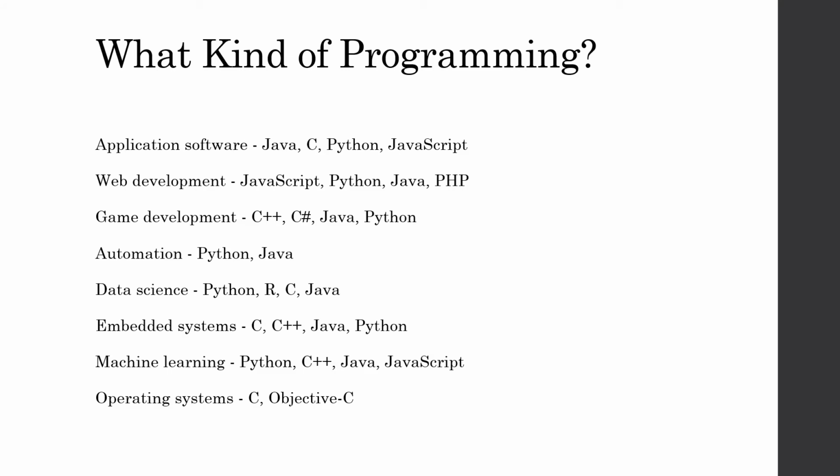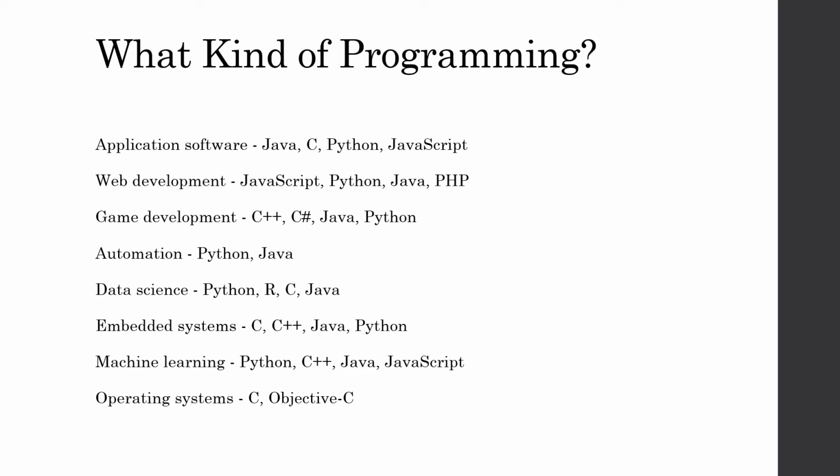Okay, so now we'll look into different kinds of programming. A couple of different problem domains that we might consider include application software, web development, game development, automation, data science, embedded systems, machine learning, and operating systems. And for each one of these domains, there are a couple of different languages we could choose from.